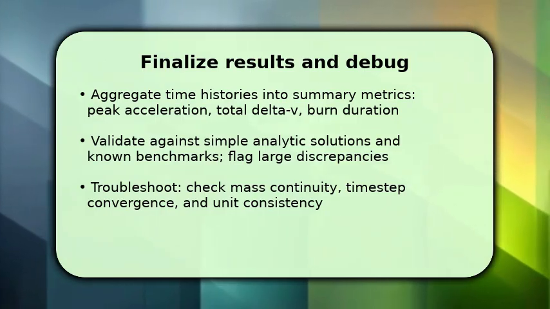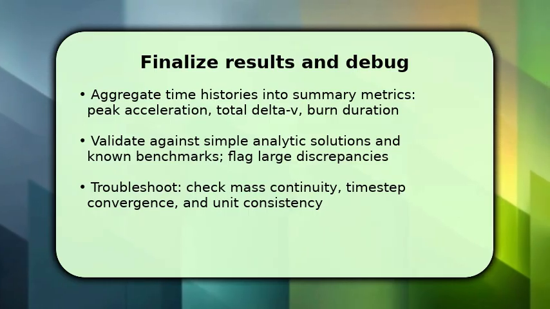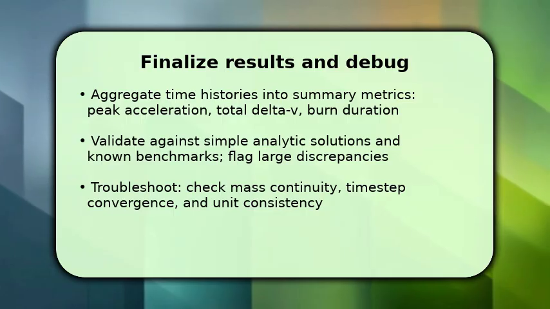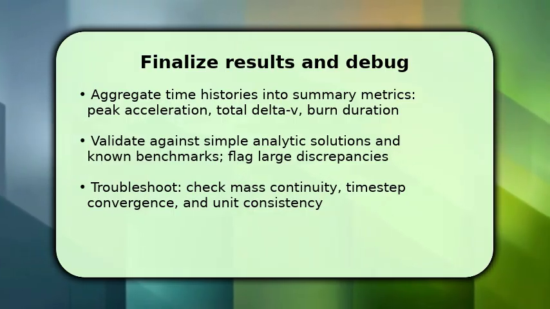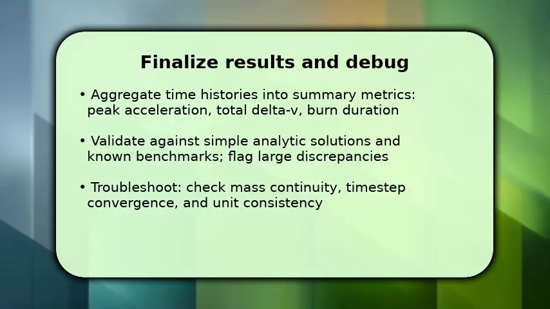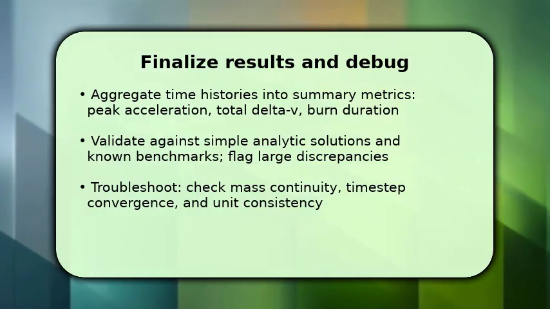If results deviate unexpectedly, check mass continuity, unit consistency, and time step convergence first. A common fix is correcting unit mismatches or tightening solver tolerances, then rerun the simulation and inspect residuals.